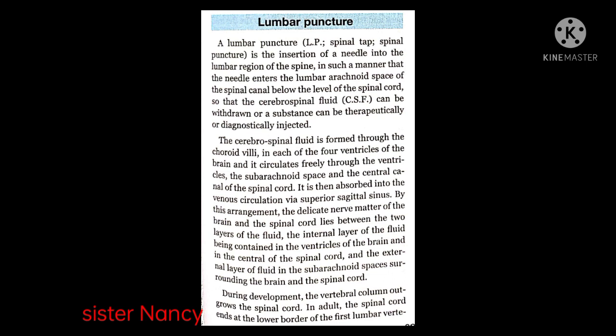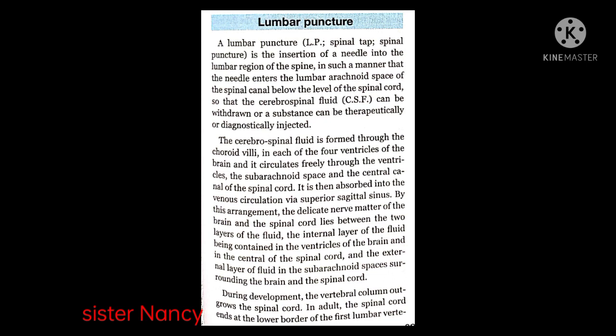By this arrangement, the delicate nerve matter of the brain and the spinal cord lies between two layers of the fluid, the internal layer of the fluid being contained in the ventricles of the brain and in the central canal of the spinal cord, and the external layer of fluid in the subarachnoid spaces surrounding the brain and the spinal cord. During development, the vertebral column outgrows the spinal cord.